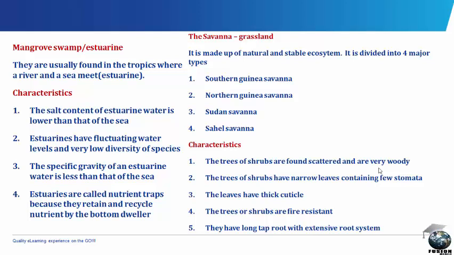Characteristics of savanna grassland include the following. 1. The trees or shrubs are found scattered and are very woody. 2. The trees or shrubs have narrow leaves containing few stomata. 3. The leaves have a thick cuticle. 4. The trees or shrubs are fire resistant. 5. They have long tap roots with an extensive root system.